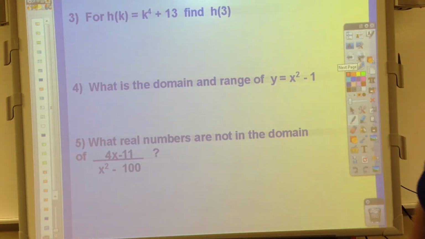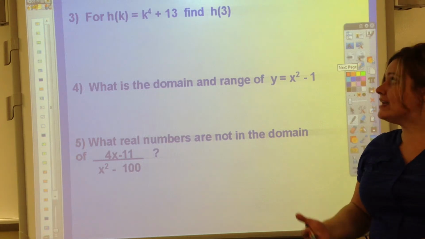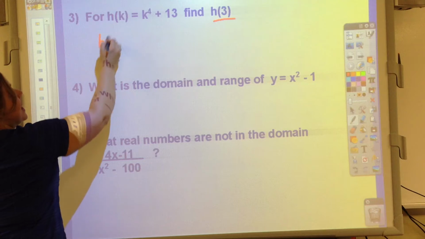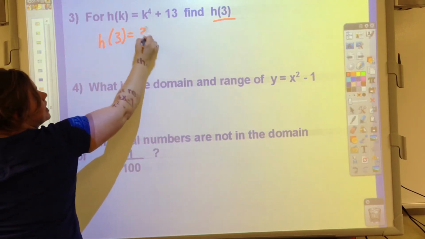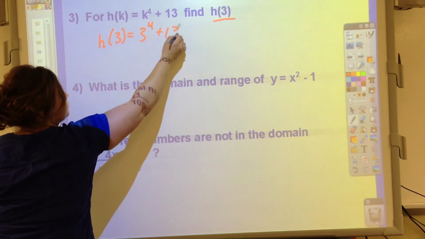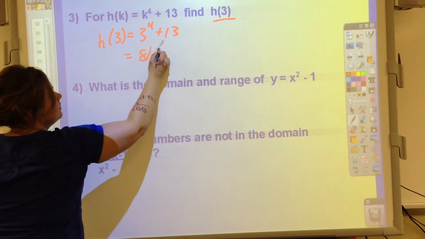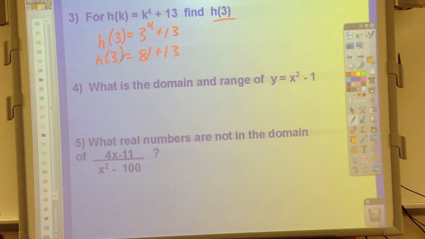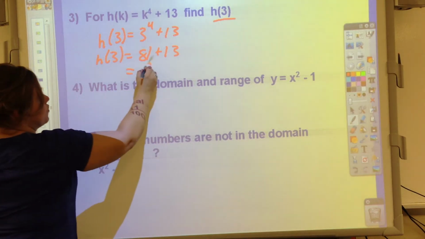For number 3, we're going to continue to evaluate functions. Here, if I have h of 3, everywhere I have a k, I am going to replace it with 3. 3 to the 4th is 81, and 81 plus 13 is hopefully going to give us a 94.